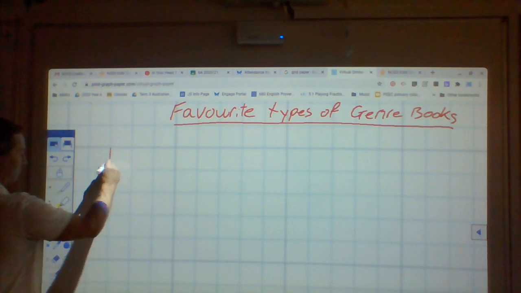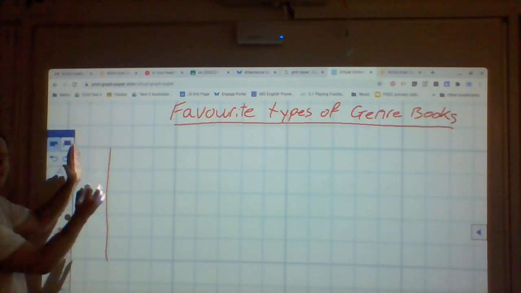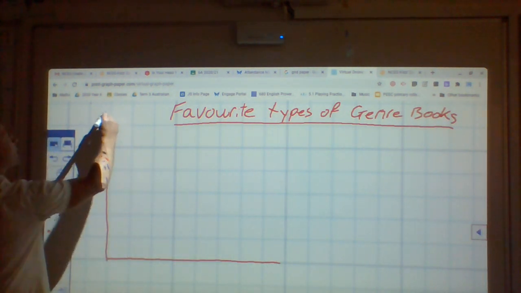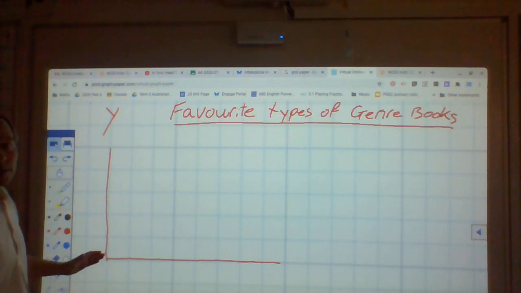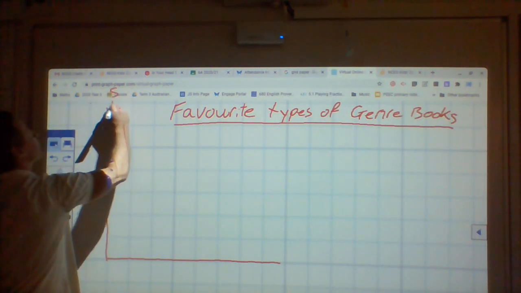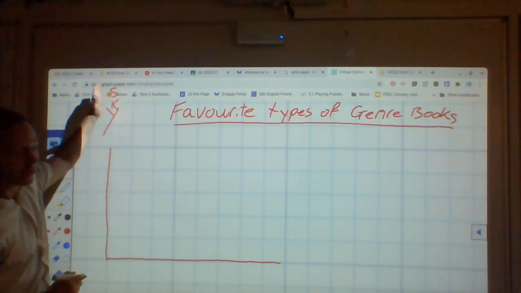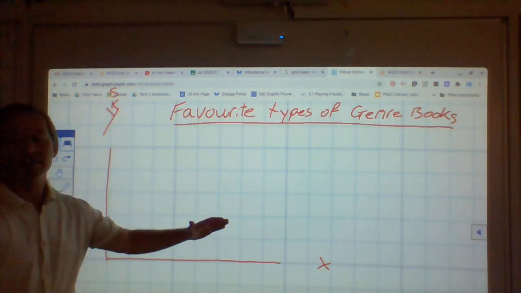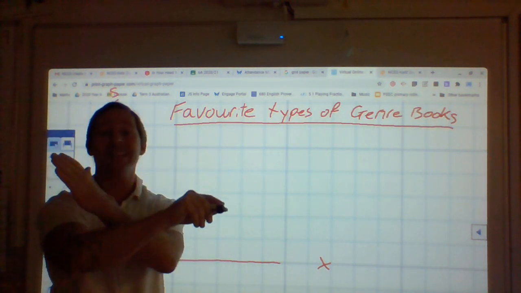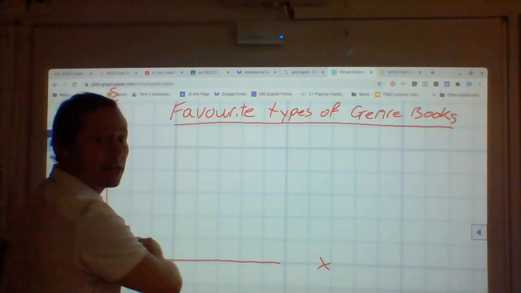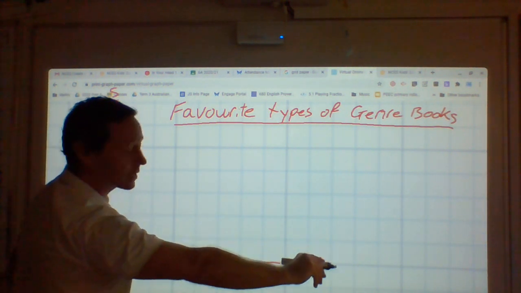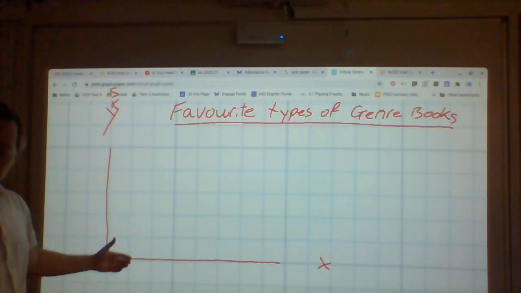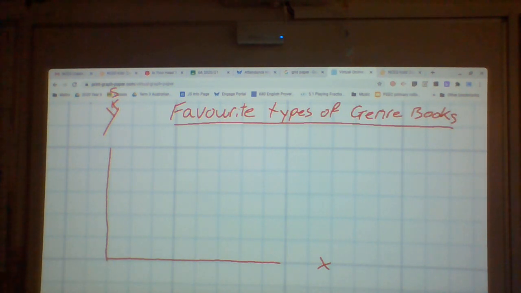So again, you use a ruler. This one here is my Y axis. And I know that because I can spell sky. Y is heading towards the sky. X, this is my X axis. Think of X across. It makes a cross. So it goes across, horizontally. Y, vertically.